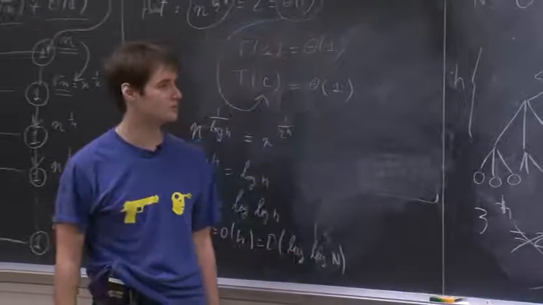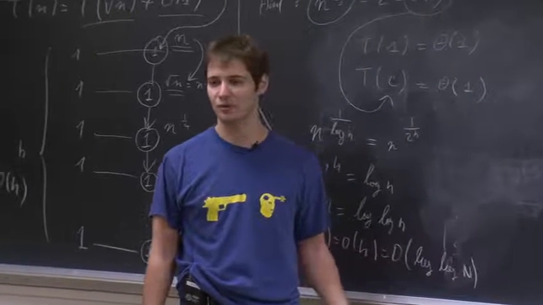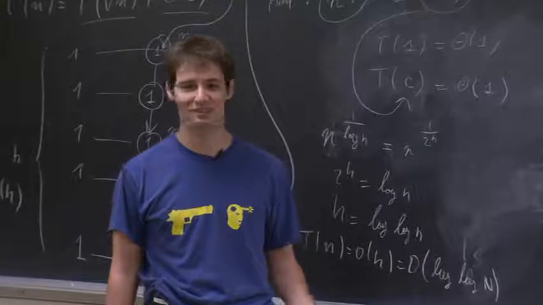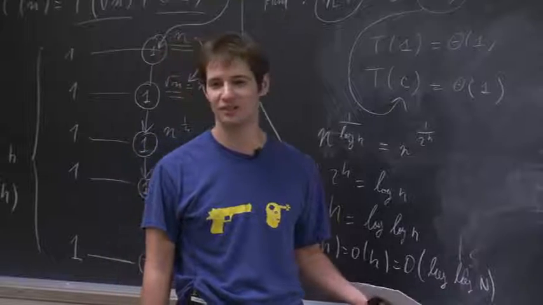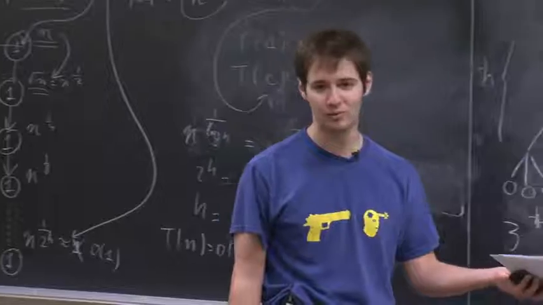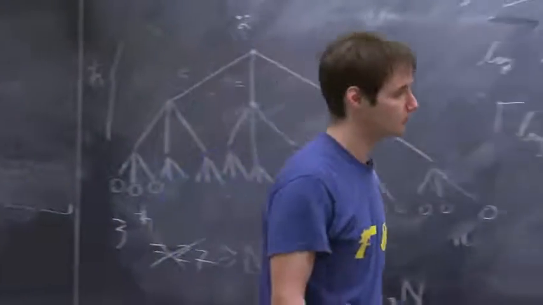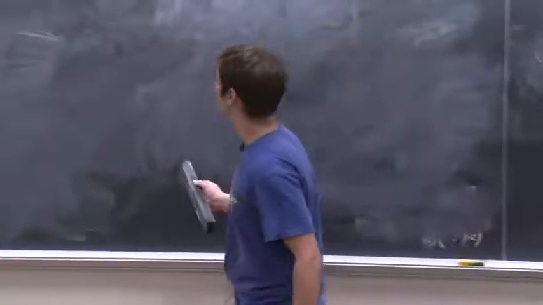Okay, any questions on decision trees? So lower bounds are a boring topic in general, right? They tell you what you can't do. They don't tell you anything useful about what you can do. But in some cases, being able to reason about a lower bound gives you a hint of the solution. Okay, new problem.